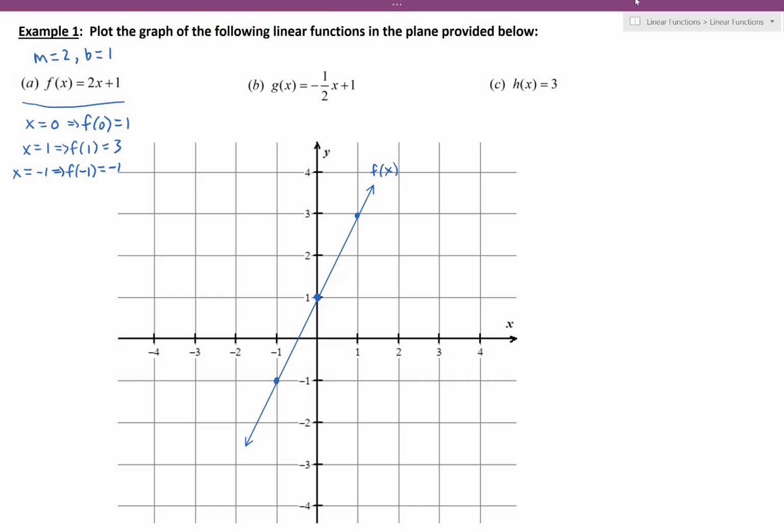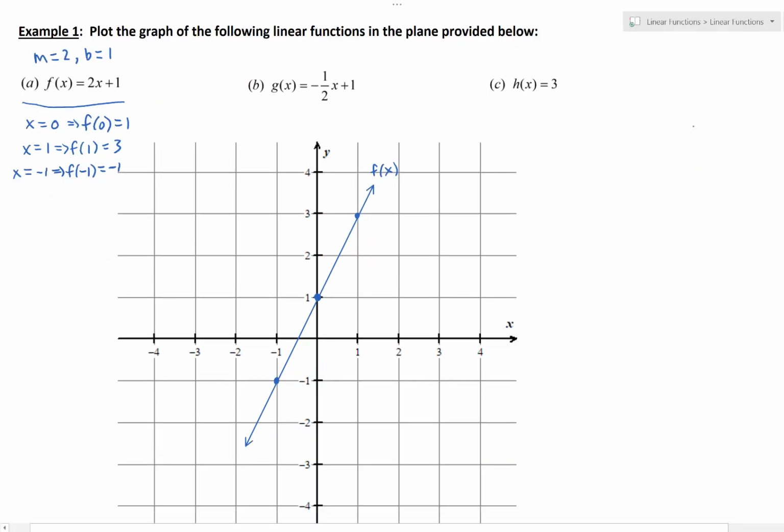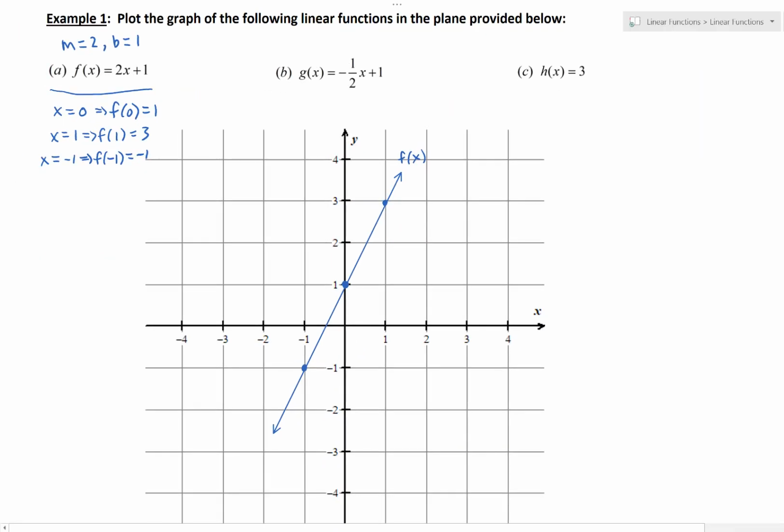So there's one line. I'm going to switch colors so we can distinguish between the different lines here. How about we'll pick red for g of x. So for g of x, off on the side over here, I'm going to do this on the right side. G of x is -1/2 x plus 1. So if x is 0, we get that g of 0 is equal to 1. So (0, 1) is also on the graph of g of x.